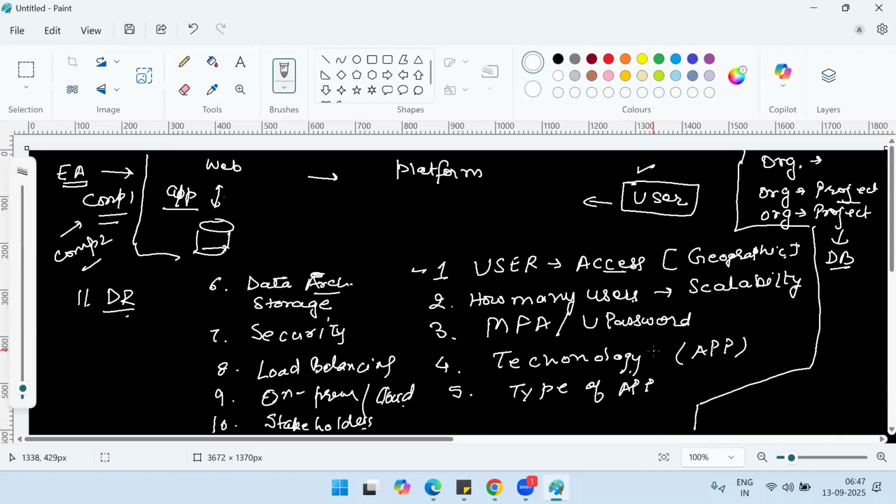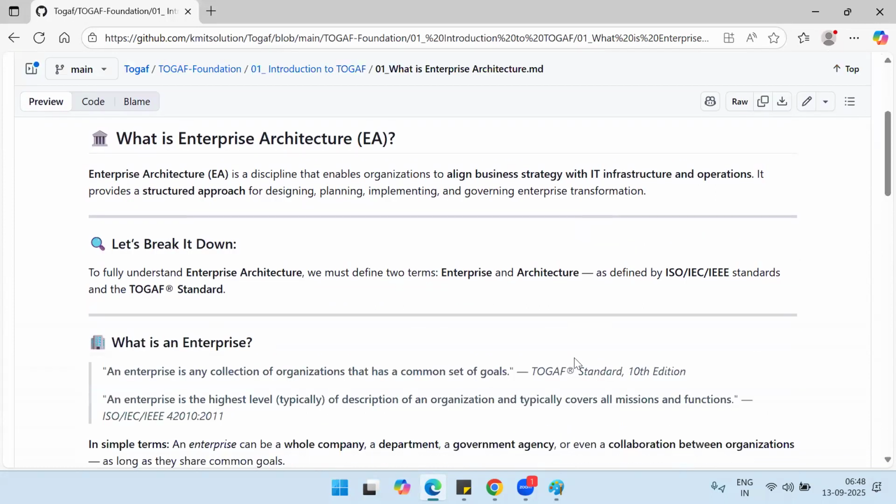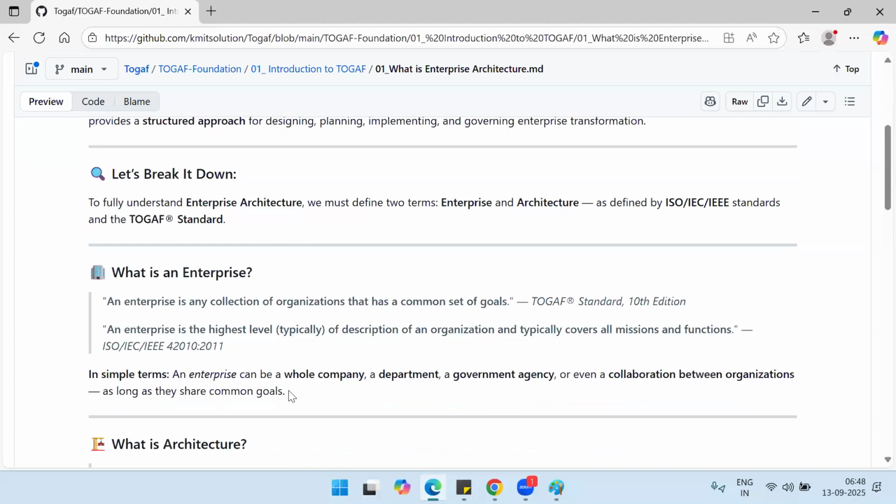Now, everything is in my notes. I'm just explaining, if you see here. EA is the discipline that enables organizations to align the business strategies with the IT infrastructure and operations. It provides a structured approach for designing, planning, implementing, and governing the enterprise transformation. Okay. So let's break down this enterprise architecture and understand what an enterprise is.